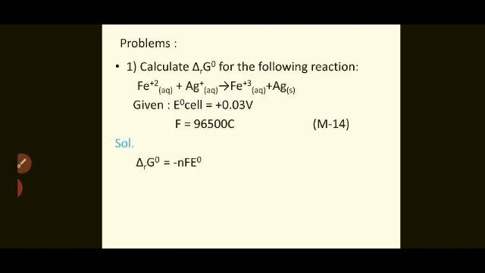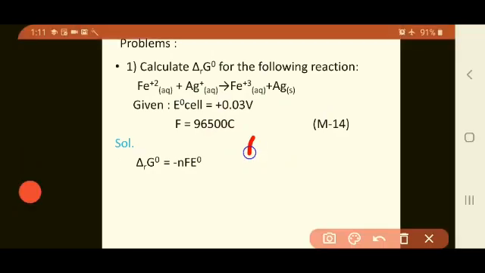The required formula is delta r G naught is equal to minus nF E naught. Out of this, E naught and F values are already given. So how to take the n value? In the above reaction, Fe2+ is getting converted into Fe3+, that is, there is a loss of 1 electron. Hence, n is equal to 1. Now, by substituting this value in the above equation, we will get the final answer.